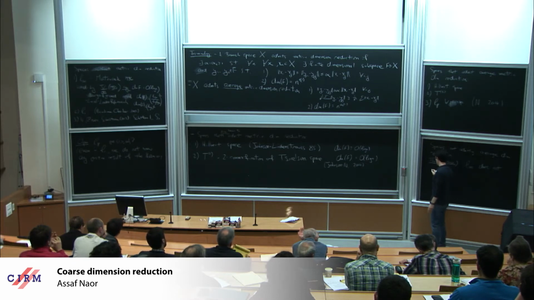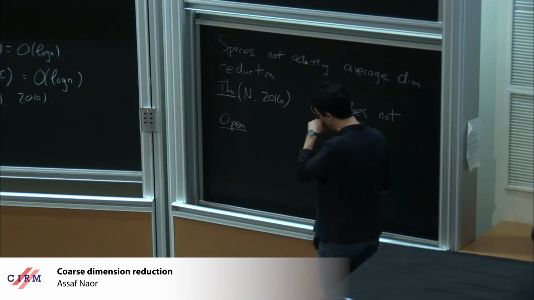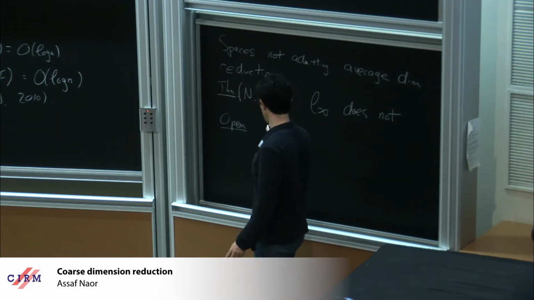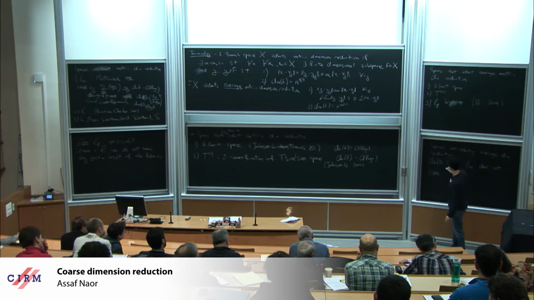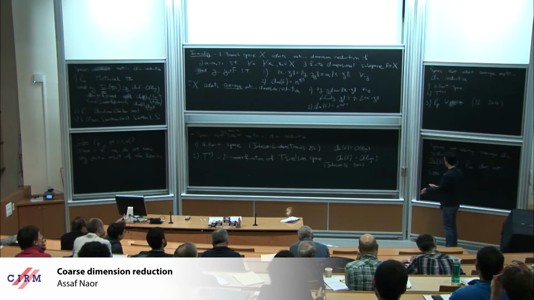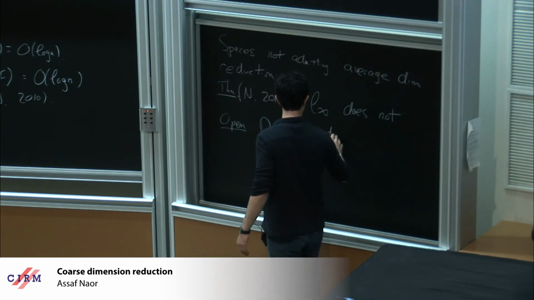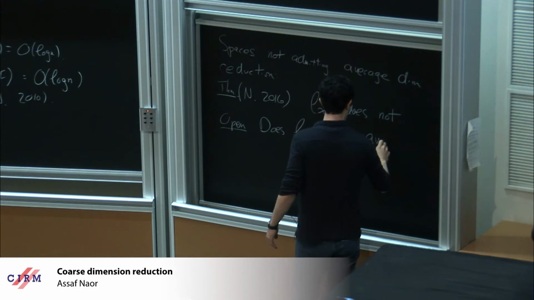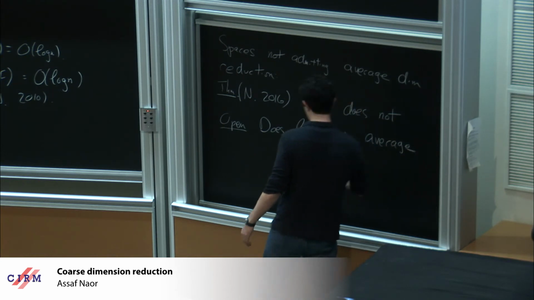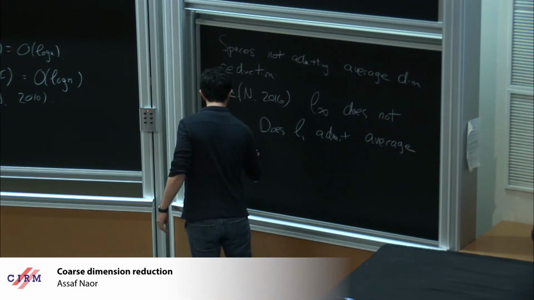Of course, there are many open questions, but here's one of my favorites. I believe it's tractable. What about L1? I mean, there was p bigger than 2, but just any p less than 2 would be interesting. Does L1 admit average metric dimension reduction?